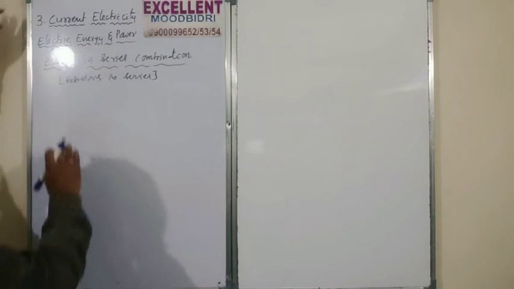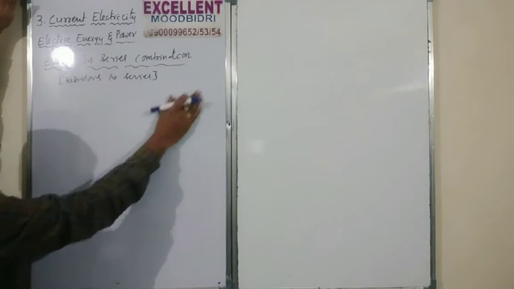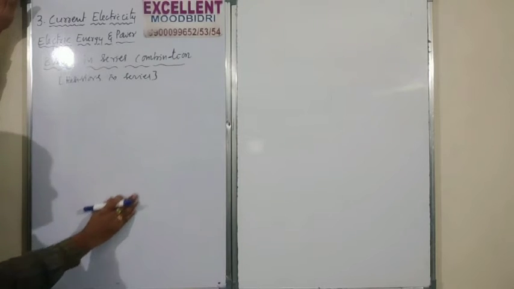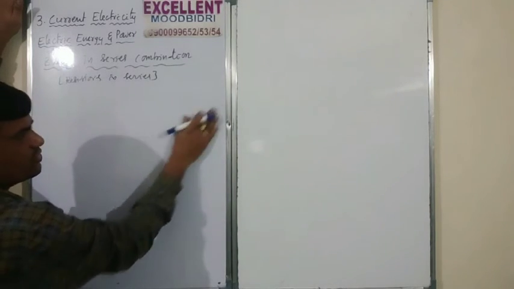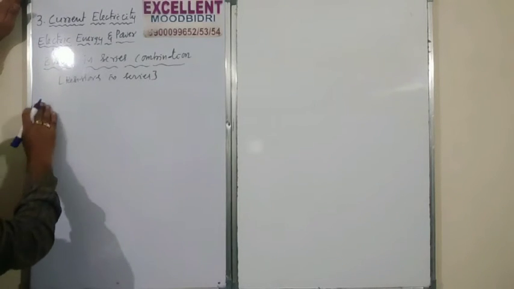Now bulbs in series combination as well as parallel combination. Resistors are in series combination and parallel combination. In the series combination, what is the power? In the parallel combination, what is the power? That is the next topic here.